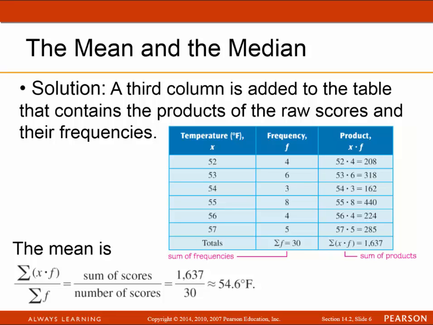So here at the bottom we can see that the summation of the products, the sum of x times f, is 1,637. And then we divide by the summation of the frequencies, which is 30, and we get approximately 54.6 degrees Fahrenheit.